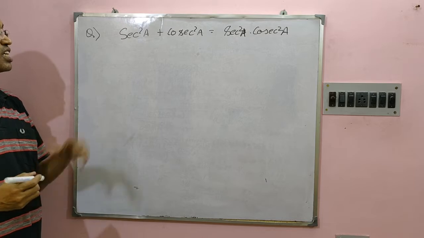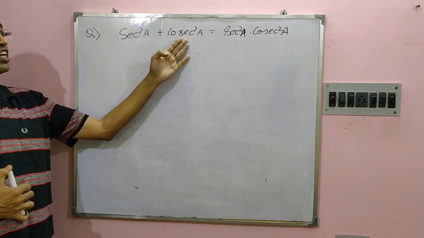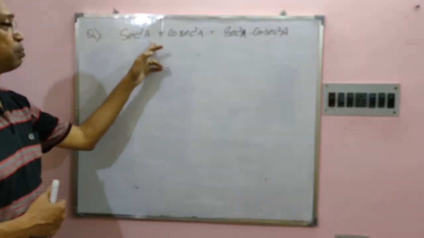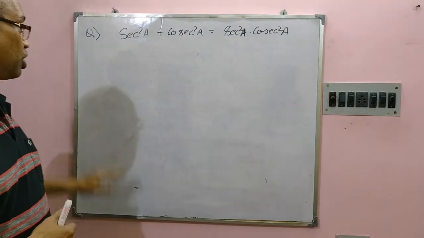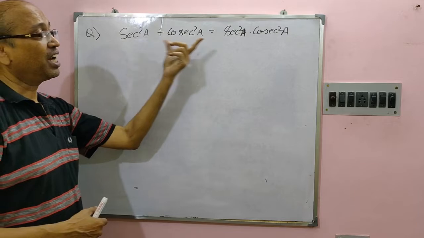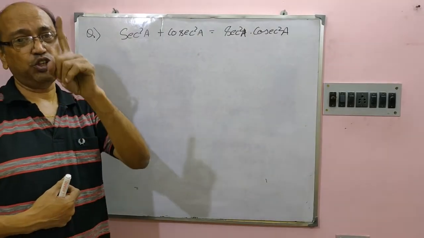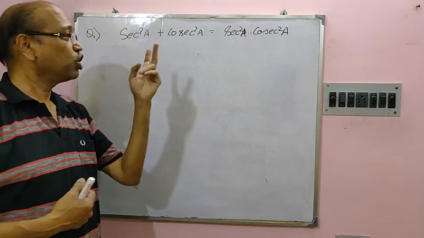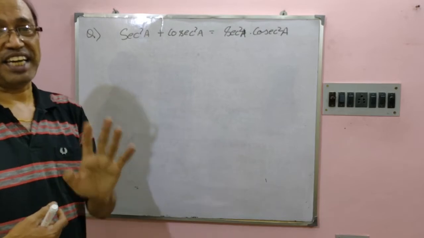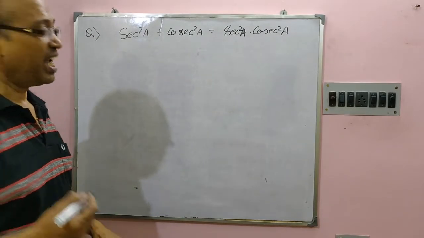The next: secant square a plus cosecant square a is secant square a into cosecant square a. Here it is plus, here it is into. Now we know here it is 2 terms and here it is 1 term. How can we convert 2 terms into 1 term? We can do this by taking the LCM.